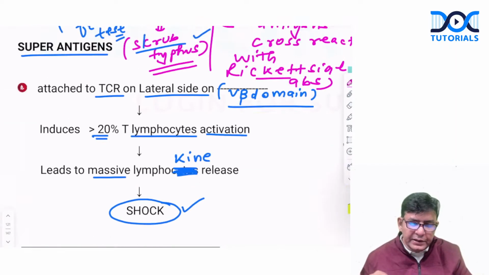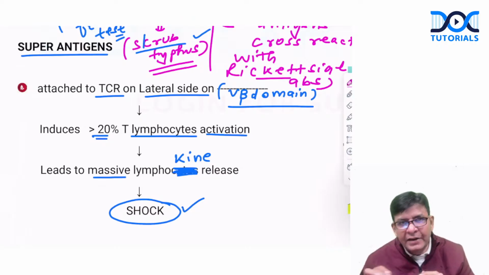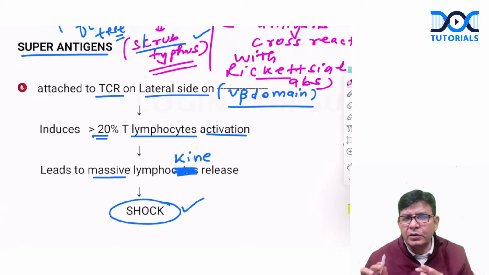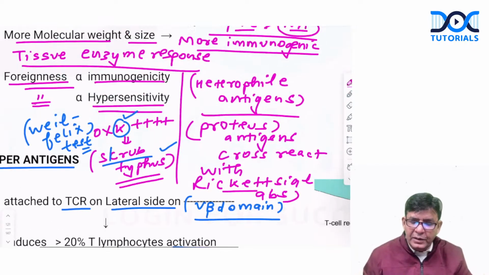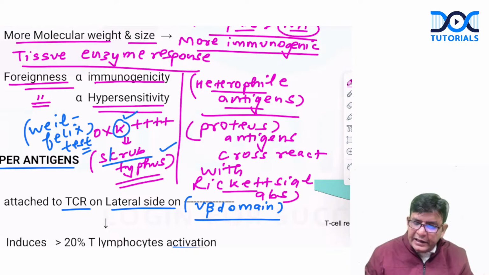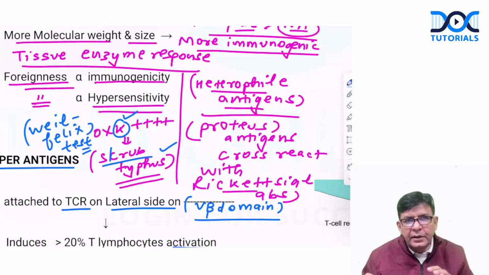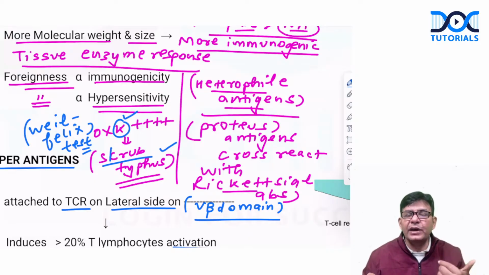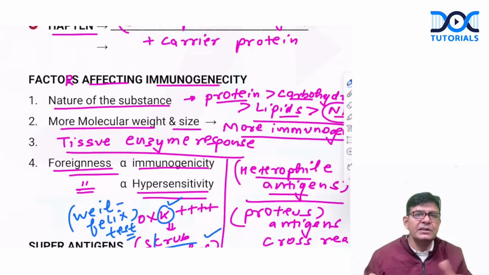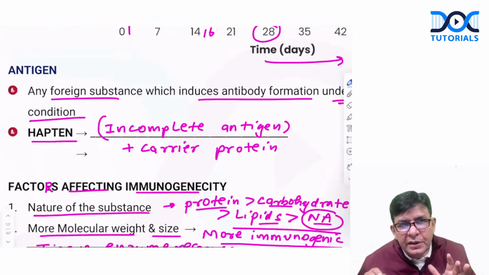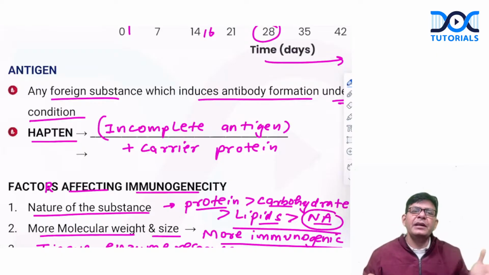We have talked about the superantigen. They act on the lateral side of the V beta domain of the TCR and activate many more T cells. We have talked about the heterophile antigens also. What are they? They are found in different families, but had some relation in a previous birth. That's why they are used in heterophile agglutination tests, and one typical example is the Weil-Felix test. And these are the various factors which affect immunogenicity, which we have discussed. We have also discussed the definitions, like antigen, hapten, and epitope.